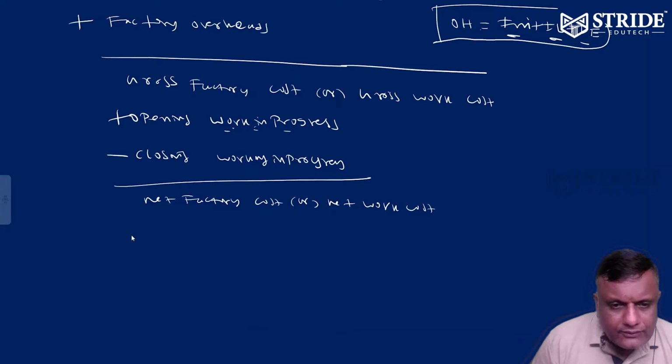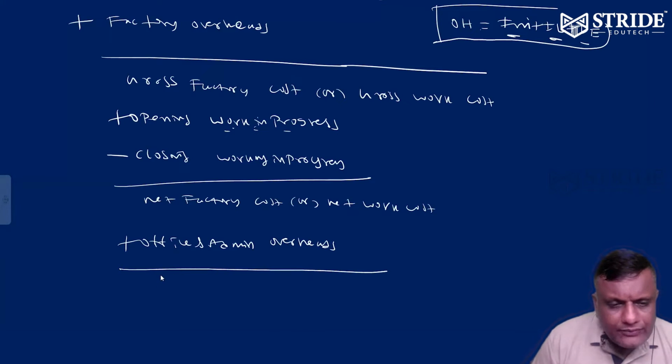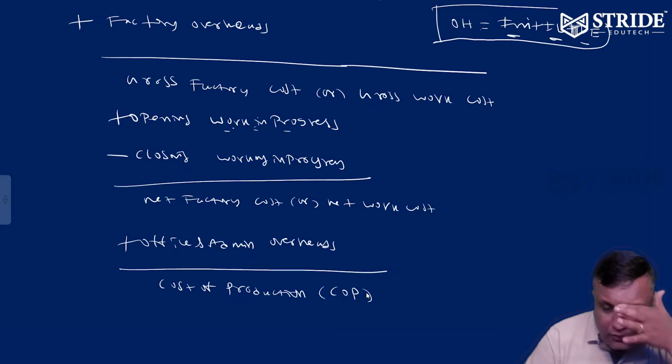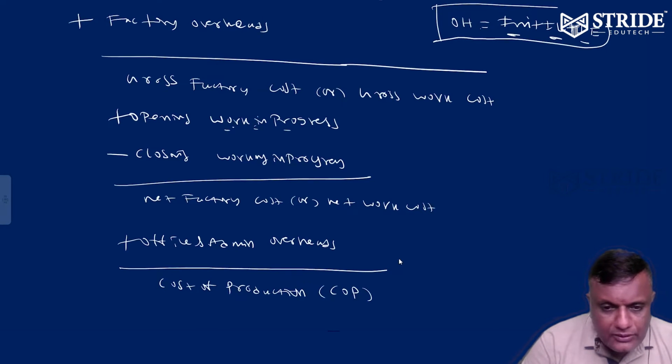So plus office and administration overheads, all office related expenses, all administration expenses, please add. The answer is called cost of production, COP.